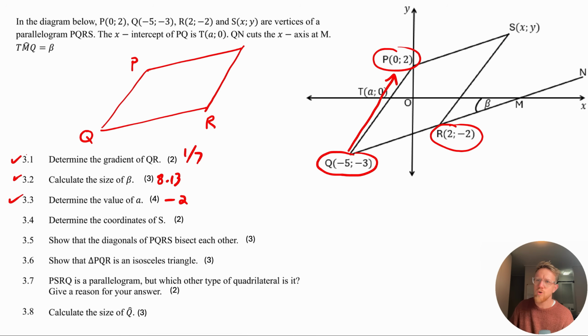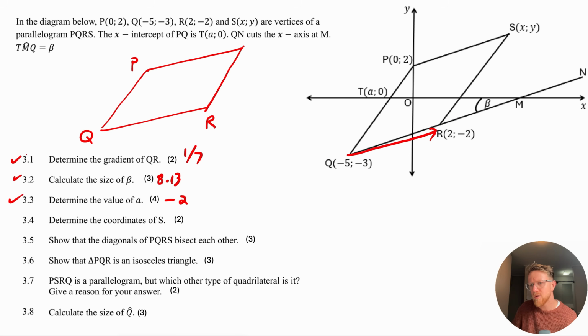You could also do it in this direction. You could rather go from Q to R and see what happens to the X values. The X values go from -5 to 2, so they go up by 7. And then the Y values go from -3 to -2, so they go up by 1. Then you can do that same thing from P to S. So you can do it in different directions, guys. It's going to get to the same answer.